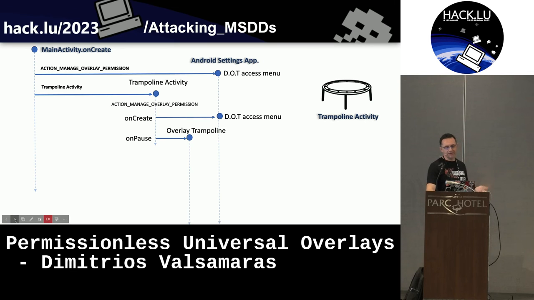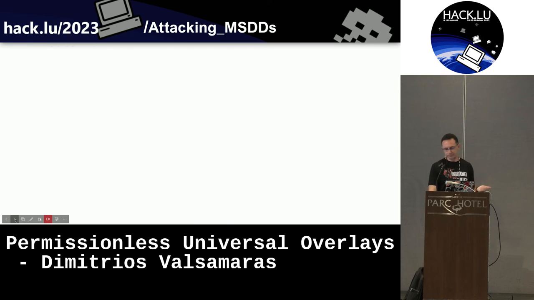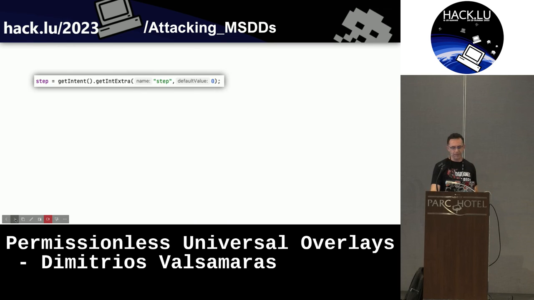Then we can create another activity, which we'll call the trampoline activity, that will cover the first part of this dialogue. Then we go into the pause state again since the user clicks. And then we start the second overlay in order to cover the second step of the dialog. Finally, we can simply redirect the user to another activity or out to another app.